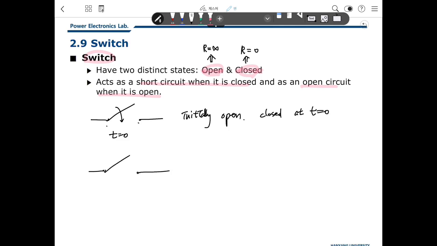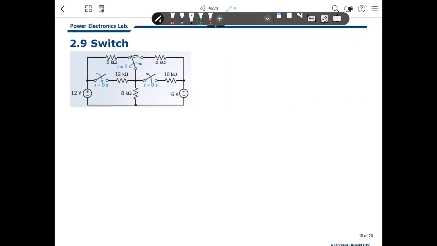Then another thing is T is uniform to the direction of the arrow. In this case, in this way, and that in this way. Then this is initially closed. I'm sorry, initially closed. But this is open at T is 0. This is a different type of the switches. I will give you some example of that.